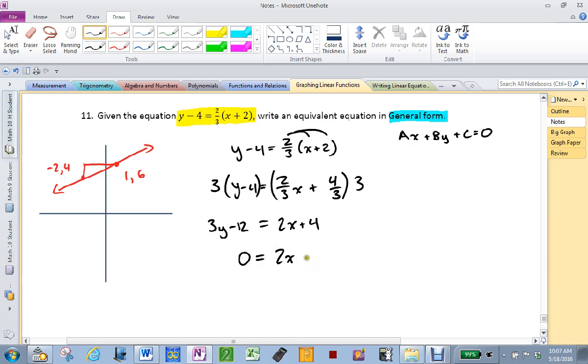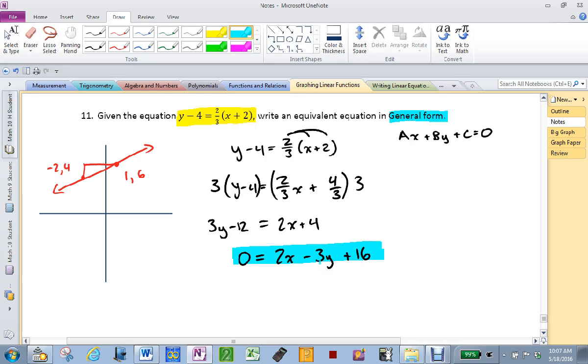What's going to happen to y? Minus 3y. What's going to happen to negative 12? Plus 12. But what's already here? 4. So what do I get? You get 16. And you are done. Would you stop there? Yes, of course all of you would, because you don't believe in checking your work, because you think you're perfect. Right.